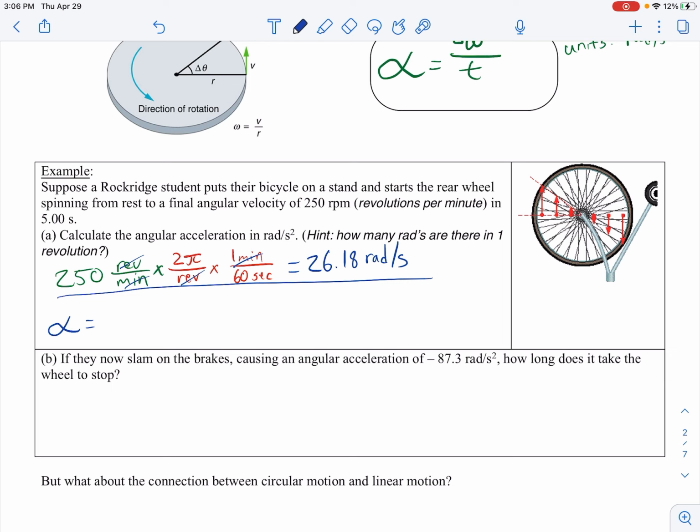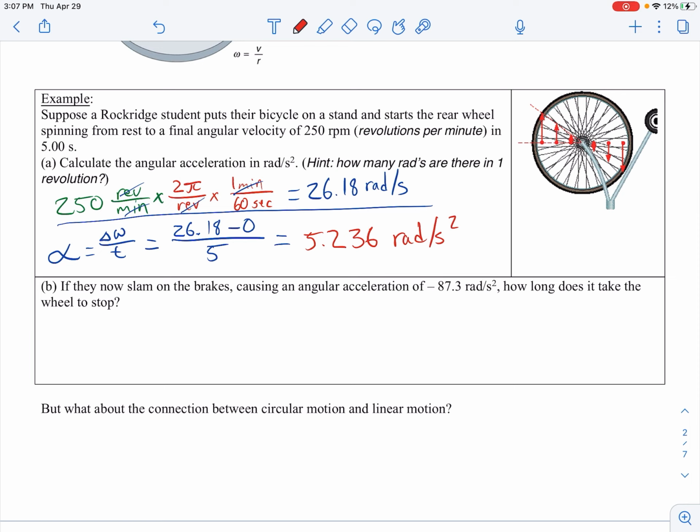Now let's figure out alpha, or the angular acceleration. So we have delta omega, our change in angular velocity. The final was 26.18. The initial was 0 because we started from rest, and the time was 5. Put this all together, and we get about 5.236 rads per second squared.